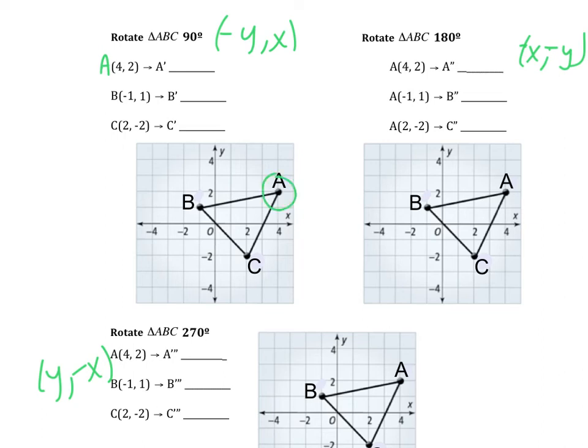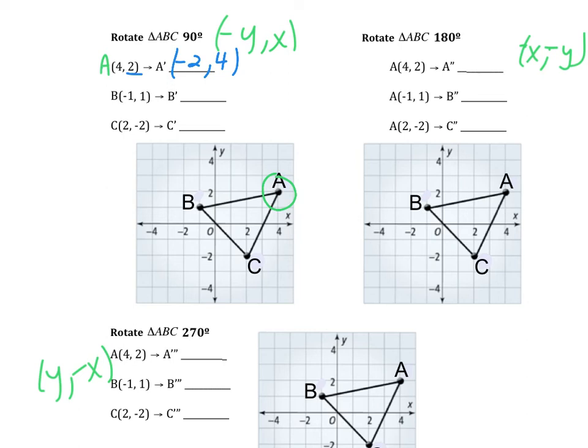And if I rotate at 90 degrees and apply the rule opposite of y, x, so that means the opposite of y becomes my x. So the y is 2 in the original, so that becomes -2 here. And the x is 4, it stays 4. So 2, 4 is where A prime is going to be. So I go to 2 in the x, 4 in the y. There's A prime up there.